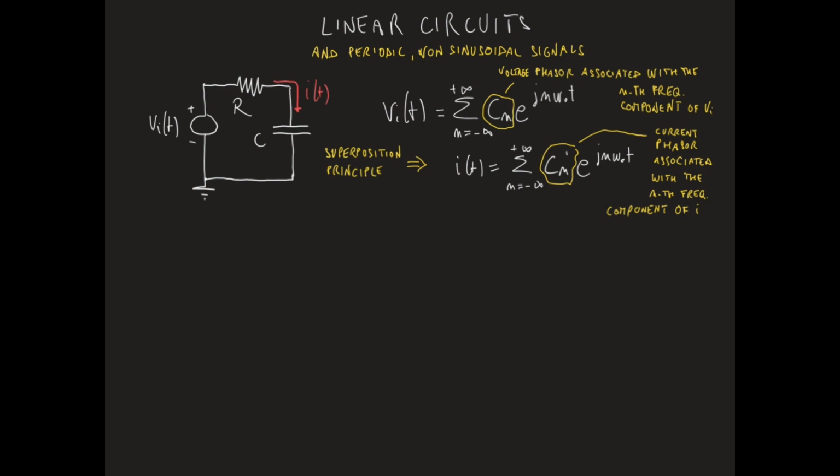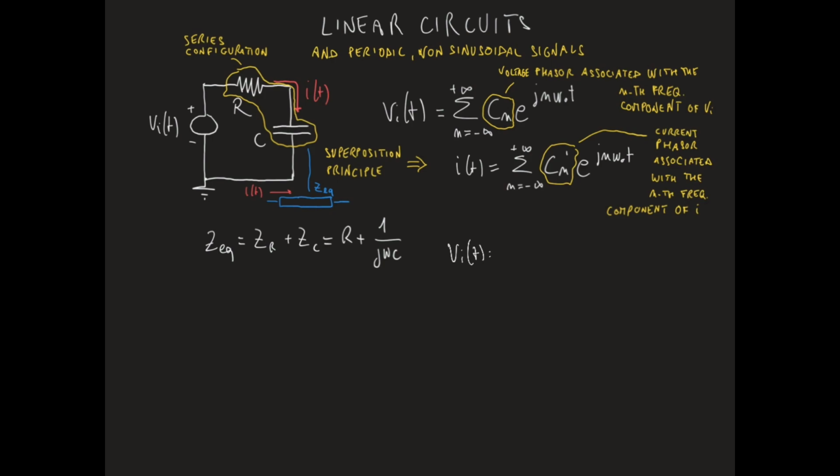The resistor and the capacitor in the circuit are in a series configuration. Therefore, the two components can be replaced with a single equivalent component with equivalent impedance ZEQ equal to the sum of the impedance of the resistor and the impedance of the capacitor. This is equal to R plus 1 over j omega C. Now, in Vi of t, the phasor associated with the frequency component omega equal to n omega 0 is Cn.